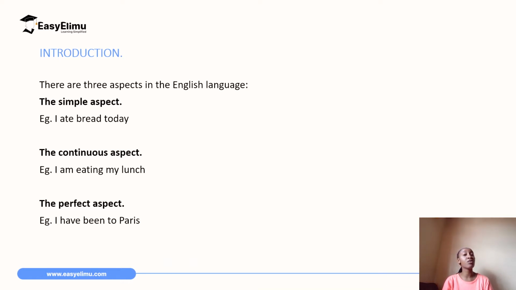Just from the name continuous, it shows that this is something that is continuing. As we speak, it has started and it is still continuing. We also said that there are three aspects in English. We have the simple aspect, the continuous aspect, and the perfect aspect. An example of a sentence in the simple aspect is, I ate bread today. An example of a sentence in the continuous aspect is, I am eating my lunch.